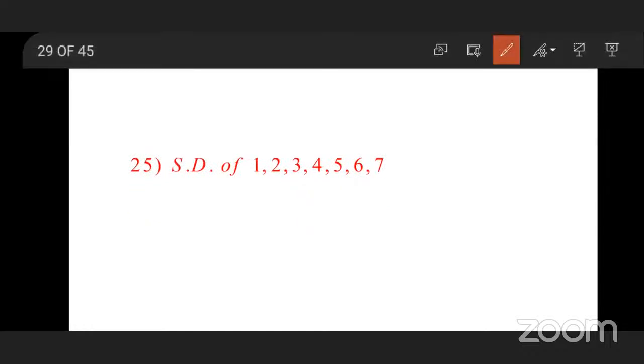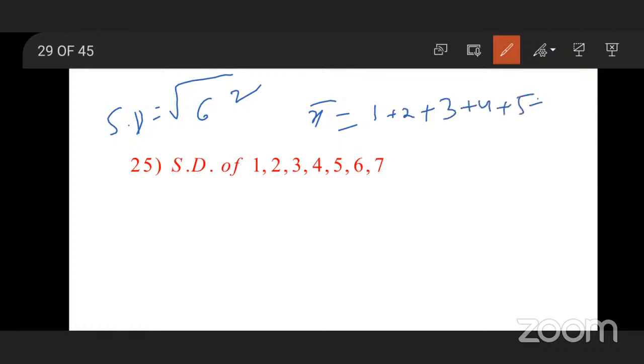Next problem, the standard deviation. What is the problem? The standard deviation means under root of the variance only. So first of all find x bar. To find x bar, it is the same as the previous method. X bar is equal to 1 plus 2 plus 3 plus 4 plus 5 plus 6 plus 7 by 7.